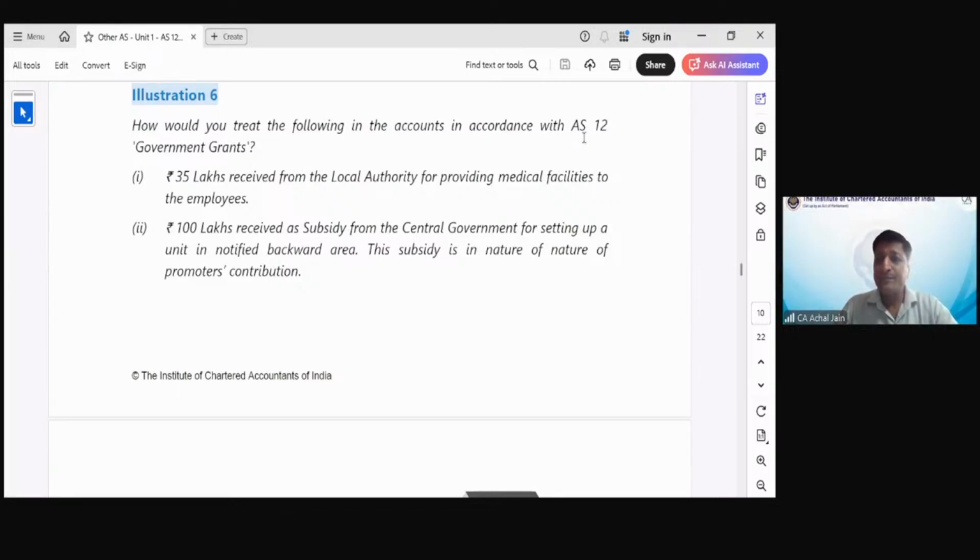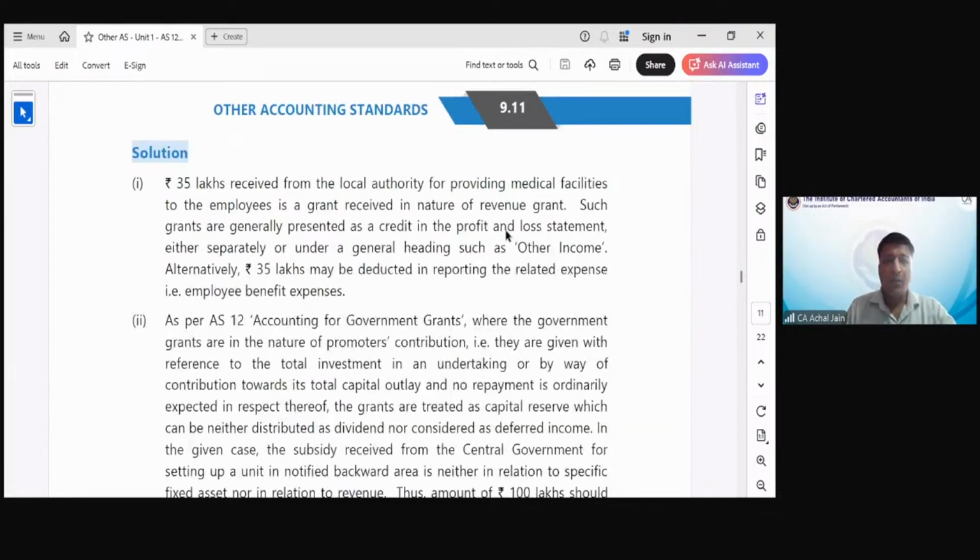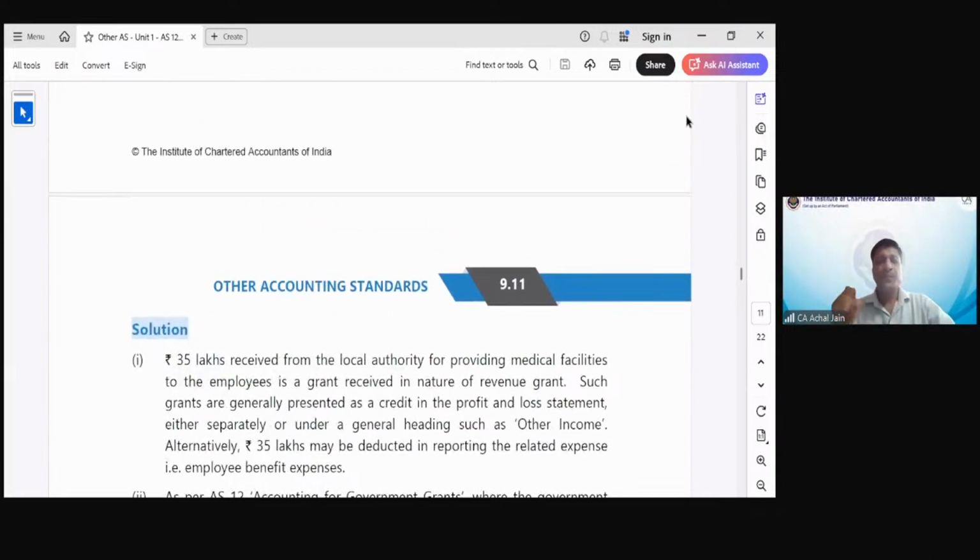Quickly, over to you. Devu says it's a revenue grant. What about others? Rohan says revenue grant. Ishan says revenue grant. Okay. What about others? Quickly. Chirandeep says it's a revenue grant. Yes, anyone else? No? Okay.